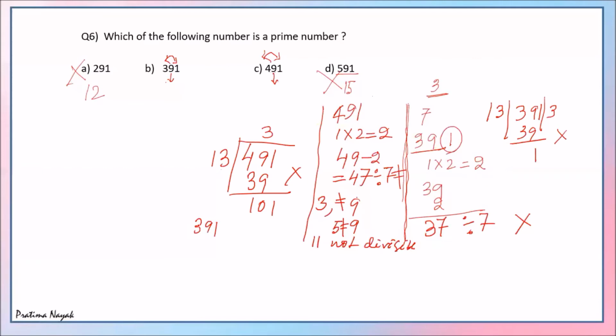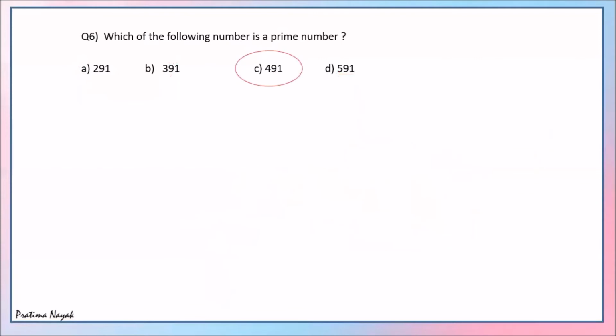391 divided by 17. 17 2s are 34 and 5 1, 17 3s are 51. So please have some patience to do the division. So 391 is a composite number. So what is the rest one? The rest one is 491. So 491 is a prime number. 491 is the answer.